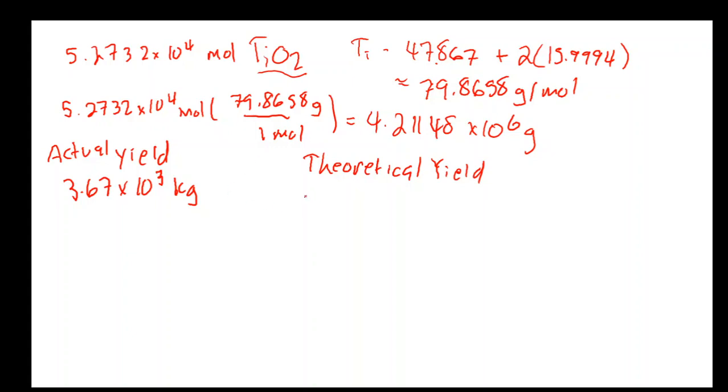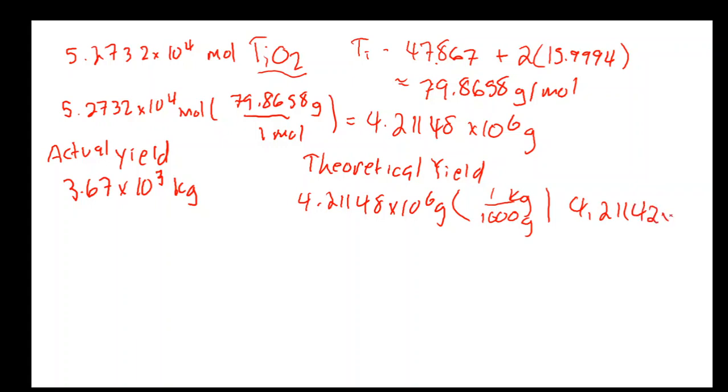So in that case, it would be 4.21148 times 10 to the 6 grams. And then remembering our unit conversions, there's 1,000 grams per 1 kilogram. So then that would be 4.21148 times 10 to the 3, I believe. Yeah, to the 3. Yeah, kilograms.